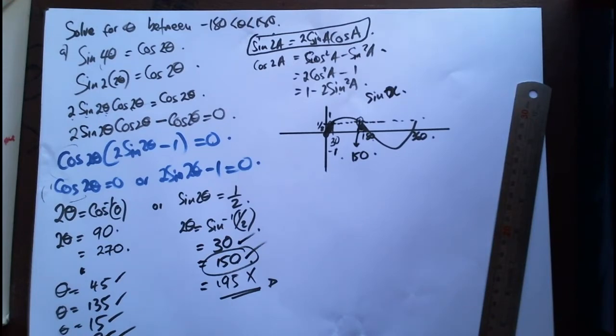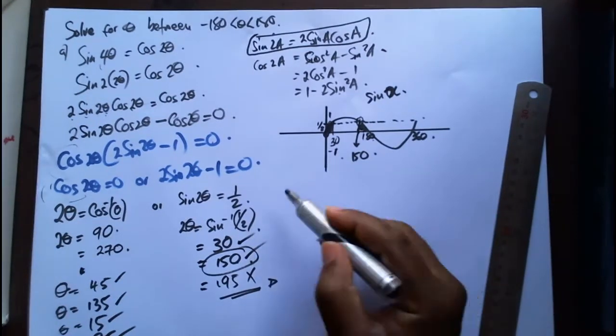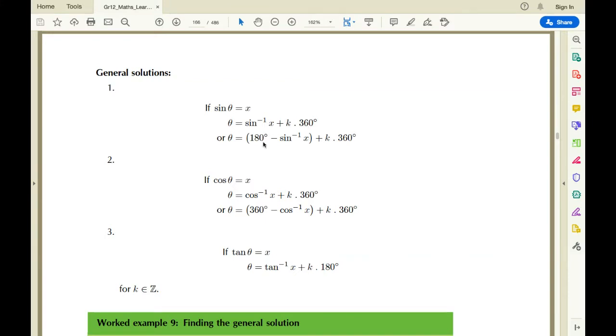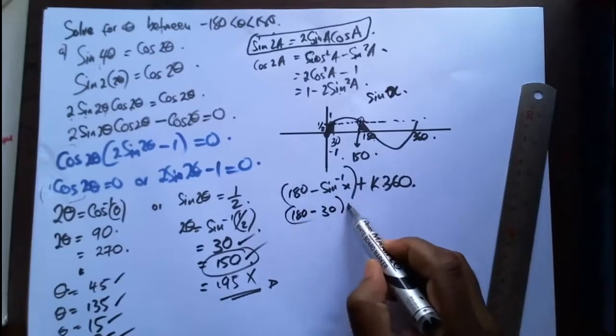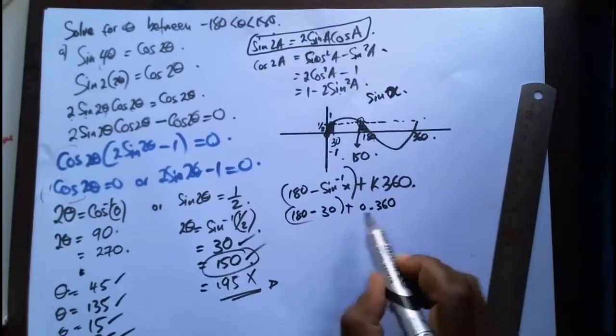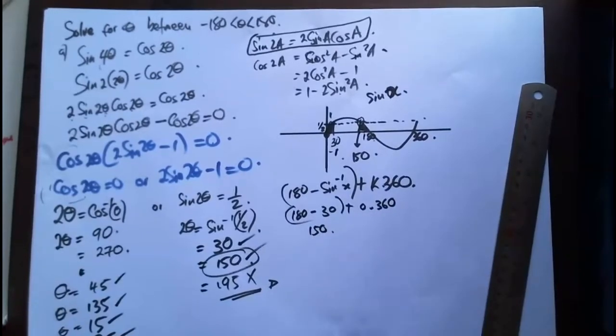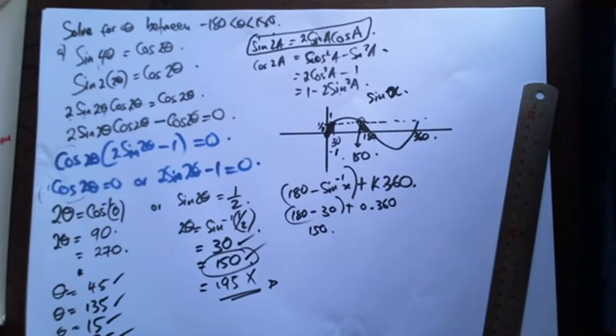the general formula, which is here. We use the second one, which is 180 minus sine inverse plus k times 360. So you come here and say your k is 0. So it's 180 minus 30 plus 0 times 360. If we get this one, we get 150. All right? You get 150.